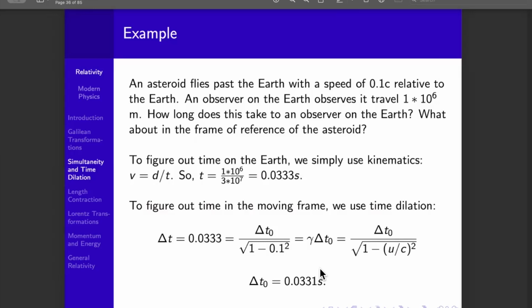So that's it for today. That's it for time dilation. Next video, we get to talk about length contraction, which talks a little bit about how the distances will actually change as things are moving really fast near the speed of light.